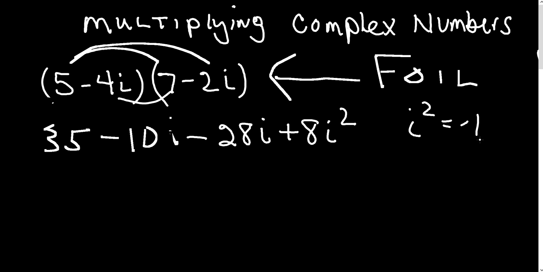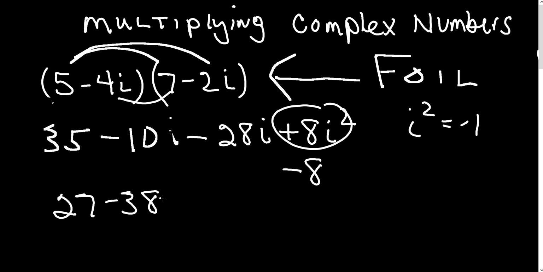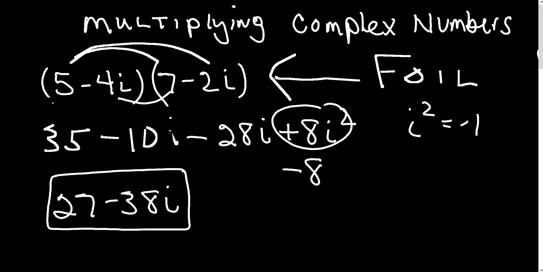So what we're going to do is just take that negative 1 times 8 and change this to be negative 8. Then you'll do your combining. So now you got 35 minus 8, which is 27, minus 38i. Okay, that's it. i squared at the end. Make sure you adjust for the negative, and you'll be on your way.